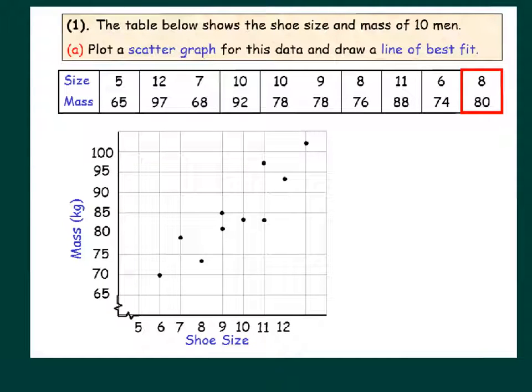As I said earlier, we're looking for the relationship between the shoe size and the mass. And in this case, hopefully you can see there is a trend. All the points seem to be heading in that direction. So we can now draw a line of best fit.